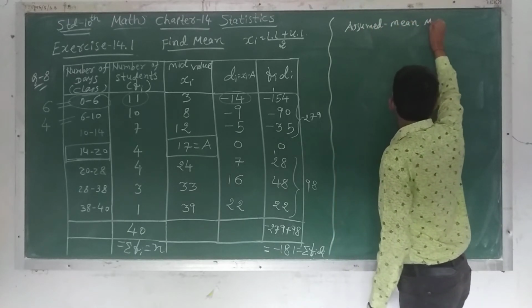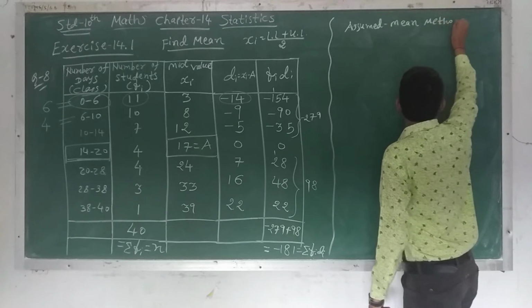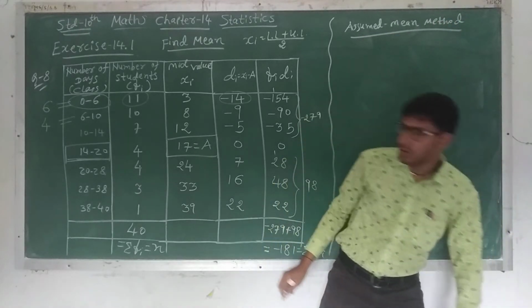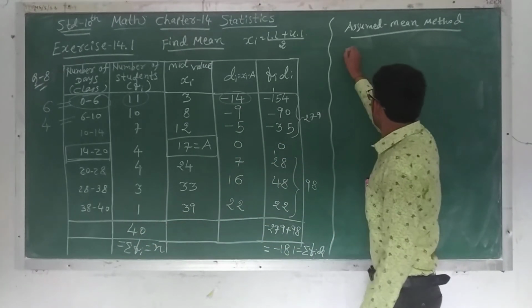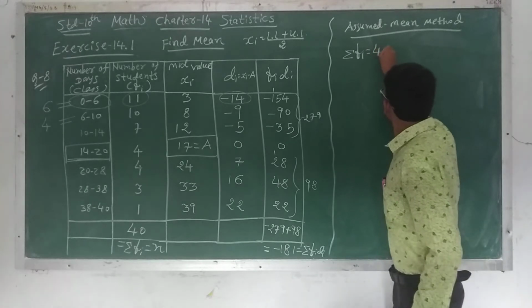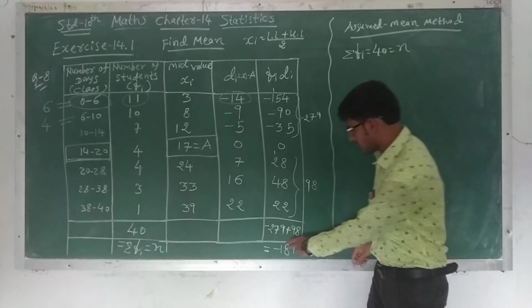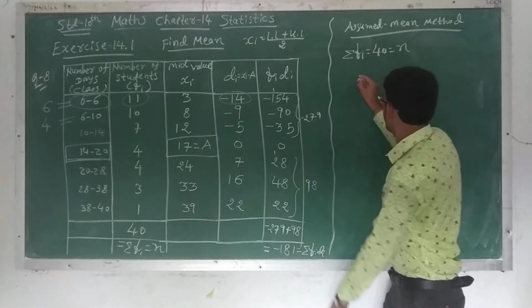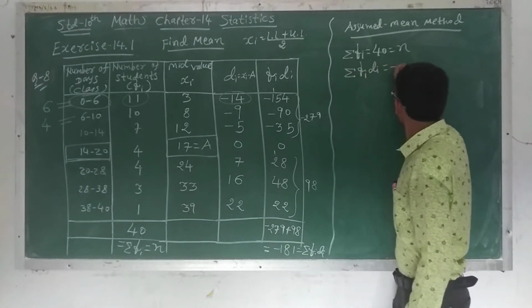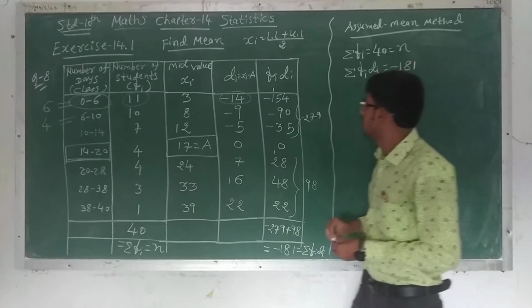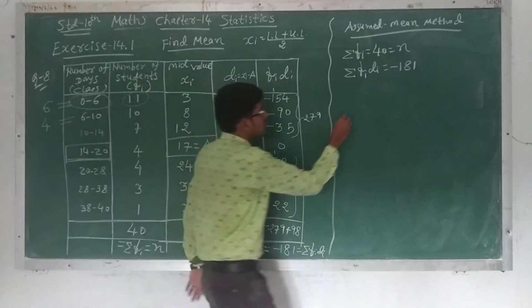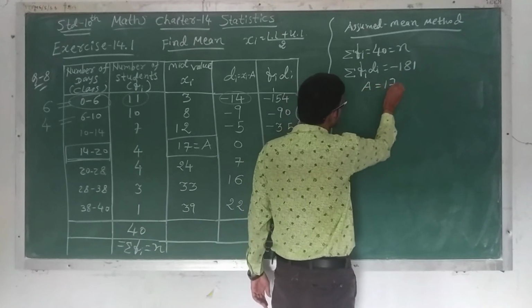We have to apply the assumed mean method. So first of all, we have to list out sigma Fi, which is equal to 40, which is n. Next, sigma Fi di will be minus 181. So sigma Fi di is equal to minus 181, and the value of a is 17. So a is equal to 17.